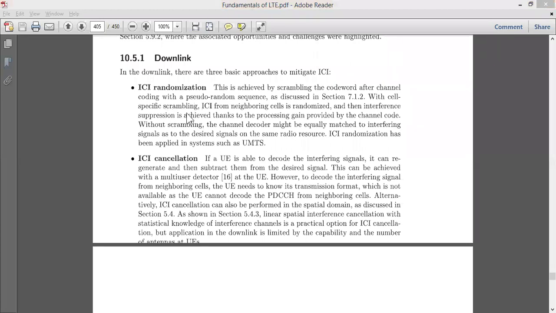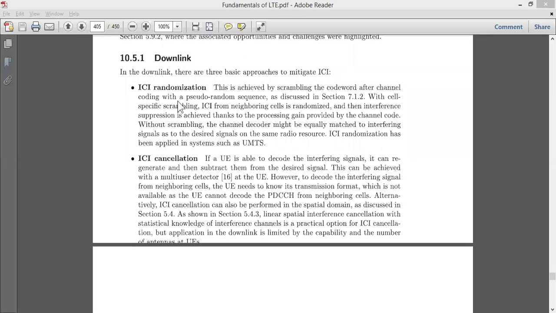The first approach here is ICI randomization. Always remember, the concept of ICI control says that the level of intercell interference, which you can simply call a kind of distortion or noise, should be reduced. It should not be mixed or mingled from one cell to another cell. So how can you minimize this interference? By making use of ICI randomization. And what is this ICI randomization?